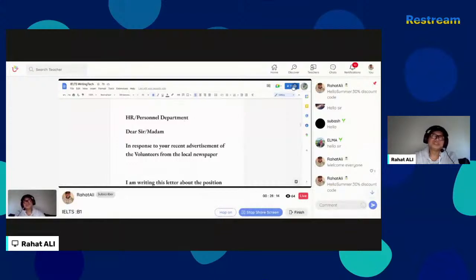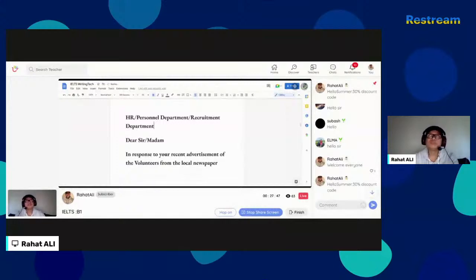Because you don't need to use an address, but just for your information, when you're writing an application or a letter to a company for your job, it must be addressed to the HR personnel, and in modern times there's a recruitment department as well. They are all the same but with different names. So we start like this: dear sir or madam.